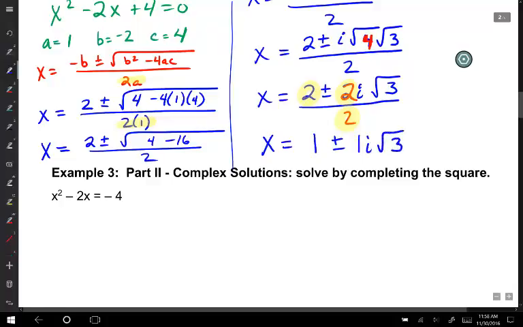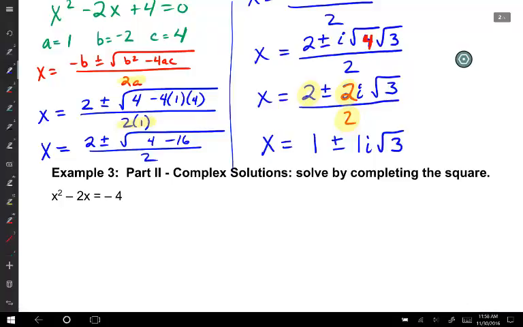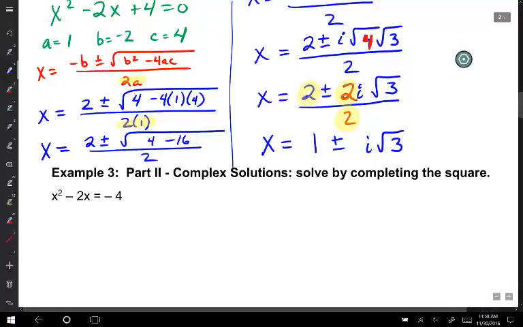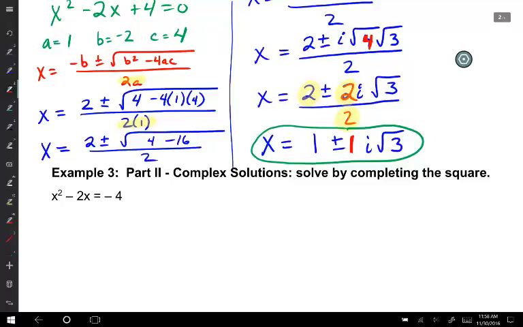What is the book not going to write? The second 1. So erase that. And there's my answer. They're not going to write this 1 right here that I'm writing in red. That 1 is not going to be ever written in a solution guide. It's just going to be i root 3.